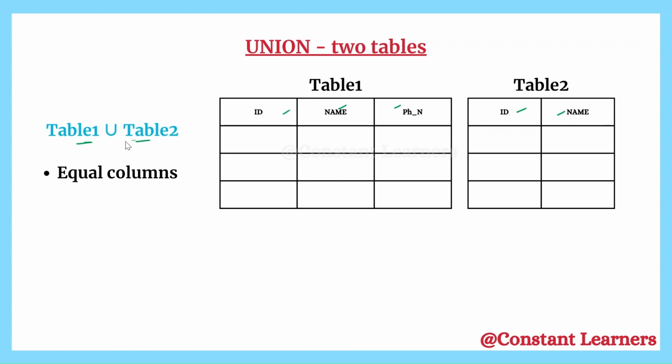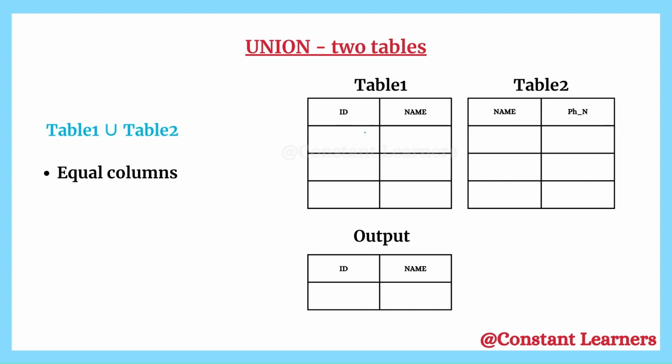Now, let's say we have these two tables here. Table 1 has two columns, ID and name. Table 2 has columns, name and phone number. Now will the union of these two tables be possible? See, when we take union of two tables, the first column of the first table, now here the first table is table 1, will combine with the first column of the second table. And the second column of the first table will combine with the second column of the second table, right?